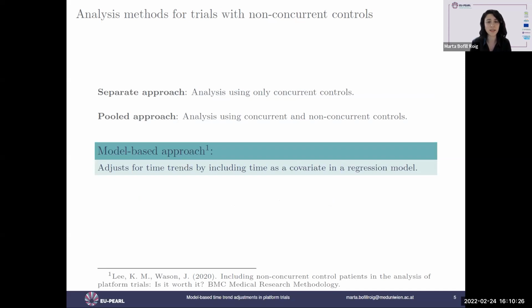So the question that arises is whether we can use non-concurrent controls and how we can do that in order to increase the efficiency of the trial while inferring valid conclusions. In terms of the analysis, the standard approach is the so-called separate approach, which only uses concurrent controls. On the opposite side, we can consider the pooled approach, which consists of using all the controls together without any adjustment. What I'm going to present today are the frequentist model-based approaches, which adjust for time trends by including time as a covariate. However, at the end of the presentation, I will mention other approaches as well. Next slide.